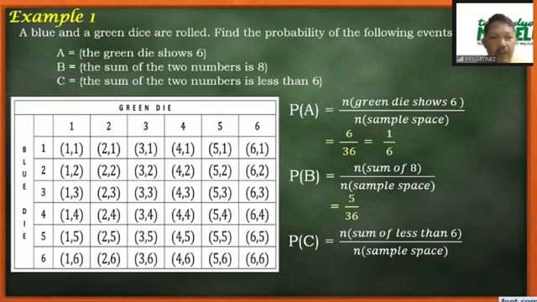Now, what is the probability of getting the sum of the two numbers less than 6? So by doing that, class, we need to look at the sums less than 6. We have 1, 2, 3, 4, and then 5, 6, 7, 8, 9, 10. So 10 over 36 or 5 over 18. As simple as that, class, you can find the probability or the chances of getting the sum of the two numbers is 8 and the sum of the two numbers is less than 6.